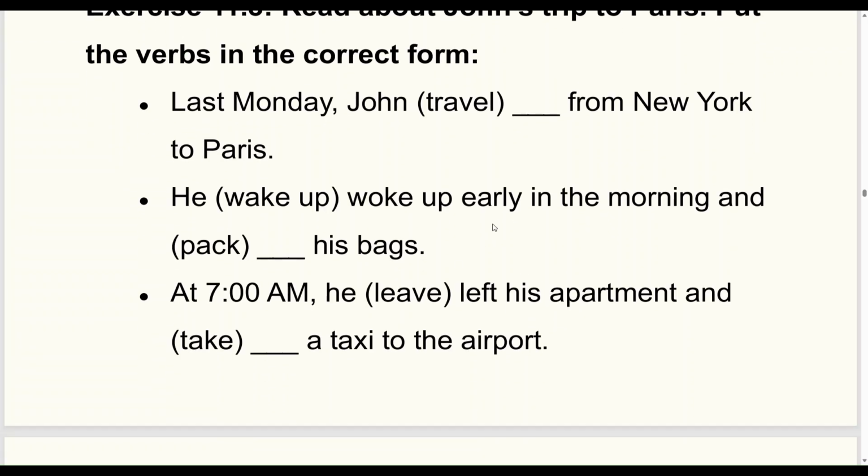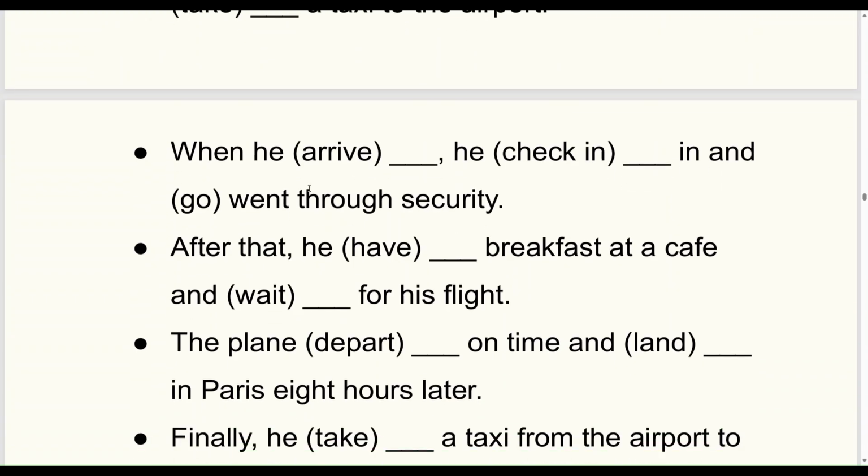So now let's try to read these sentences with the past form of these verbs in the brackets. Last Monday, John traveled from New York to Paris. He woke up early in the morning and packed his bags. At 7 a.m., he left his apartment and took a taxi to the airport. When he arrived, he checked in and went through security.